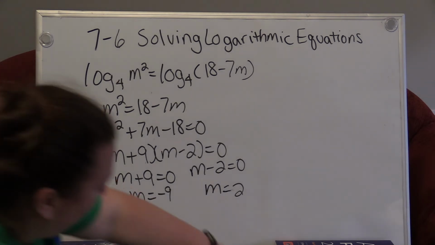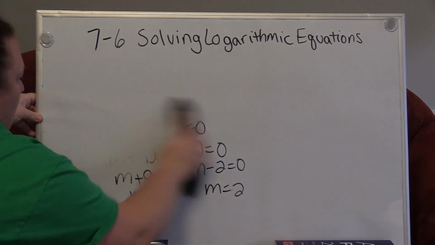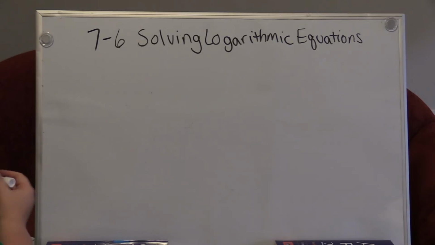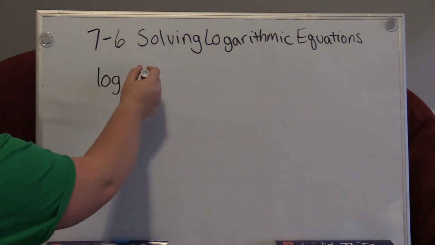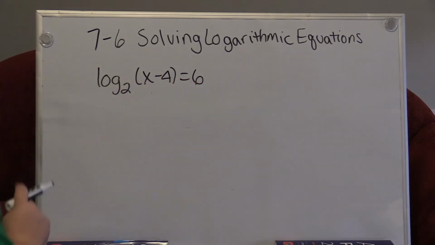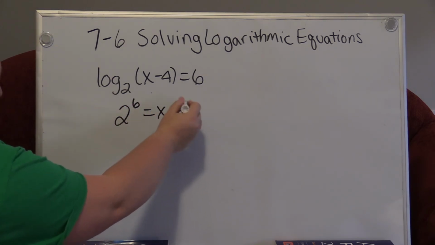Now we're going to look at the harder one. When a log equals a number. And let's solve some of these. So I have log base 2 of x minus 4 equals 6. So here, I have 2 to the 6th power equals x minus 4.